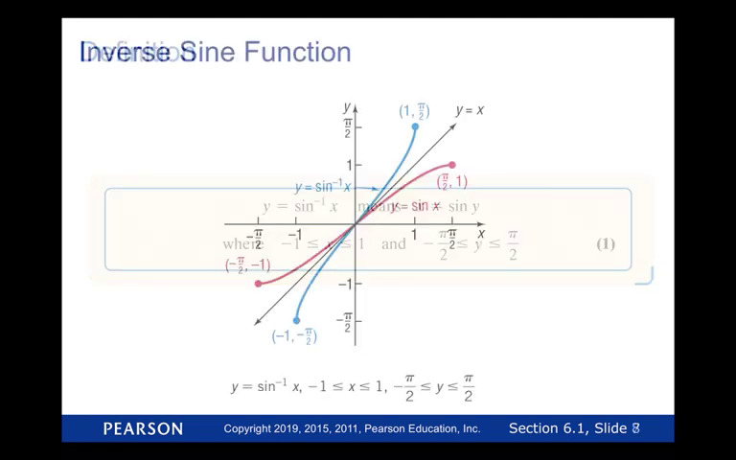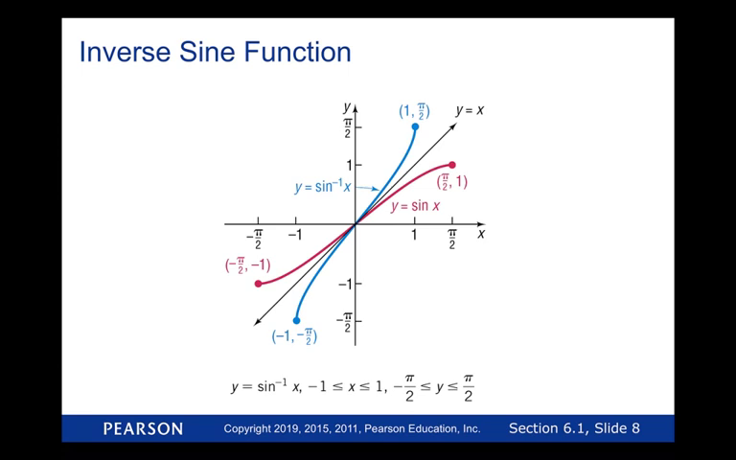So the blue is the original graph. Sorry, the red is the original graph, right? If we rotate the red graph about that diagonal line y equals x, we'll get our inverse function. So given a graph, to obtain the graph of the inverse, we rotate about the line y equals x. It's a little weird diagonal rotation kind of thing, okay? Let's see if we can work an example.